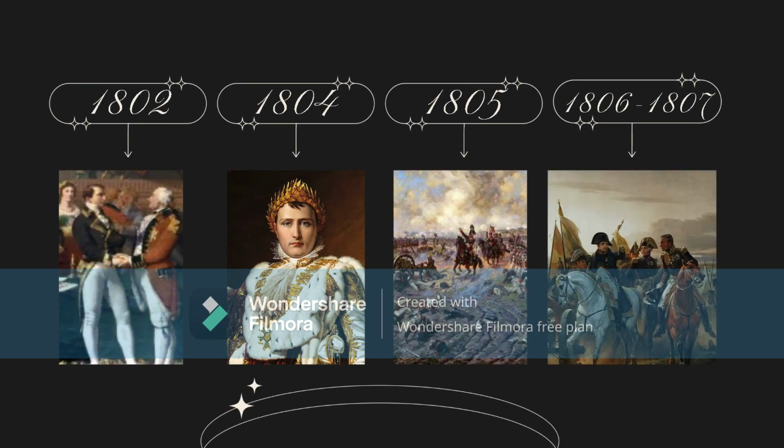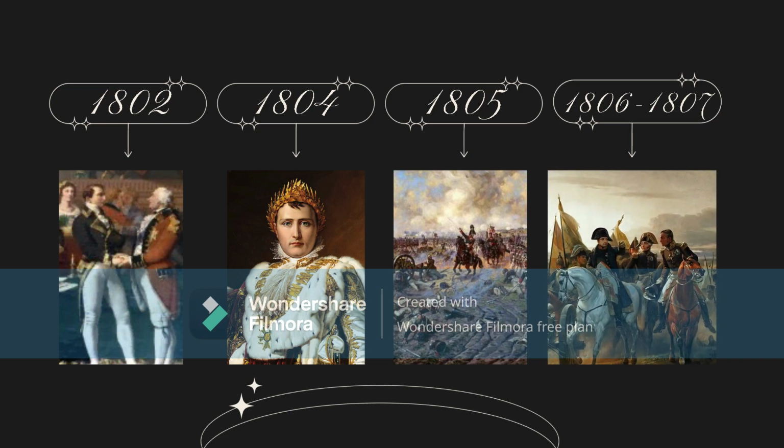In 1802, Napoleon signs the Treaty of Amiens, temporarily ending the hostilities between France and Britain and bringing a brief period of peace. Then, in 1804, Napoleon crowns himself Emperor of the French, taking the title of Napoleon I, and this event solidifies his authority and establishes the Napoleonic Empire.